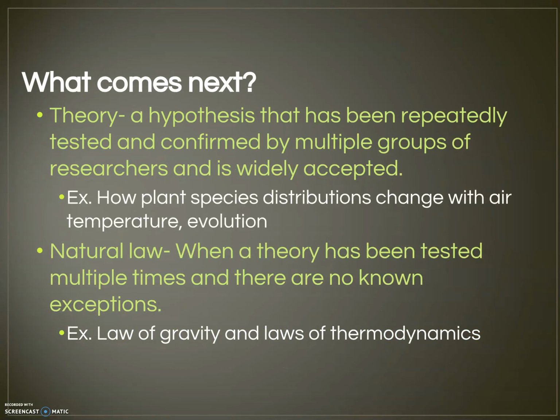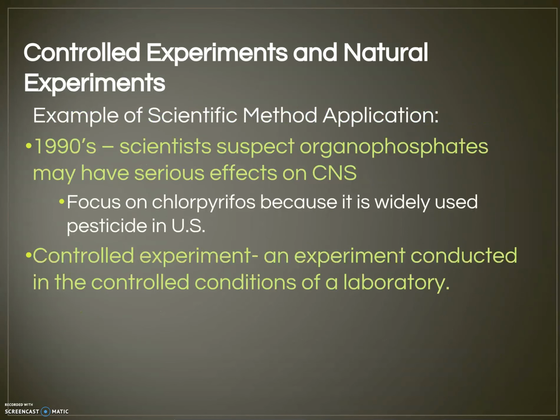own conclusions. Next comes a theory, which is a hypothesis that has been repeatedly tested and confirmed by multiple groups. And then a natural law is when a theory has been tested multiple times, and there are no known exceptions. These are things like the law of gravity and the laws of thermodynamics. The next idea we want to look at, that comes specifically to environmental science a lot of times, is controlled experiments and natural experiments.